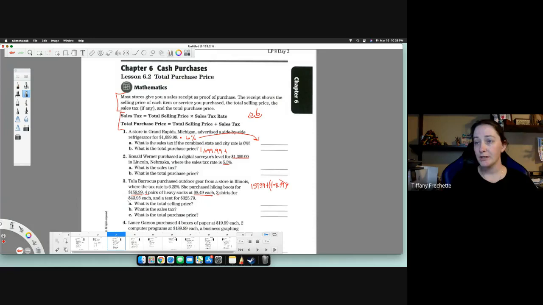So we have 3 shirts for $43.95 each. And a tent for $325.79. So that's not each, we're only buying 1 anyway. So it is each, but we just bought 1. And in this case, we have 3 shirts for $43.95. And so that's the shirts. Again, the parentheses aren't necessary. I'm just showing you the kind of grouping there so that you can see we have the hiking boots, then the socks, and then the shirts.